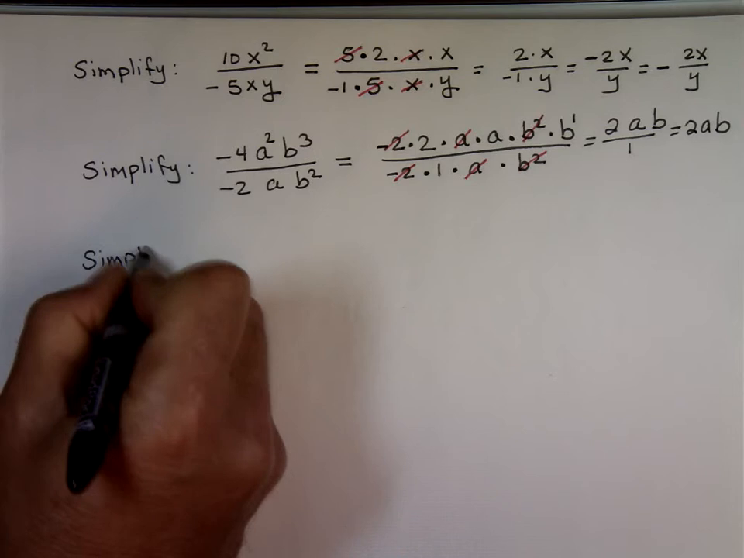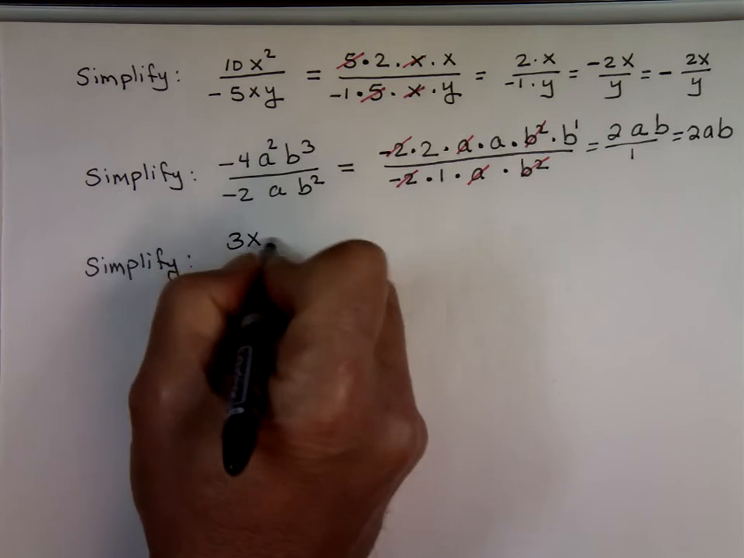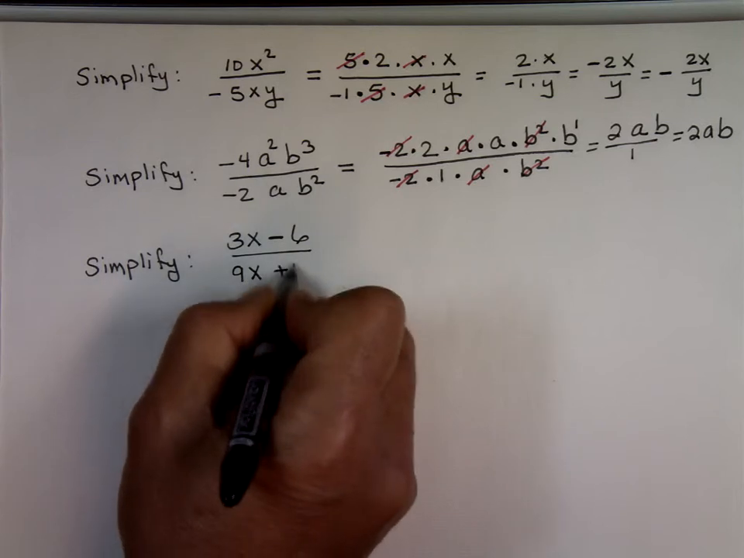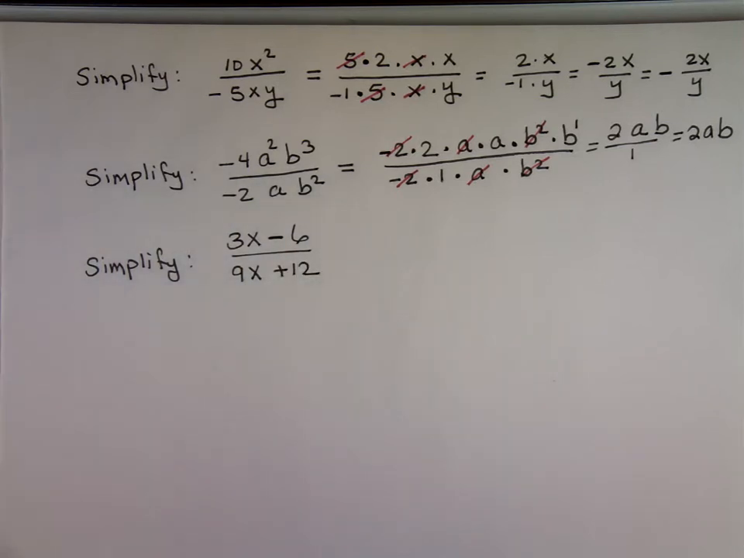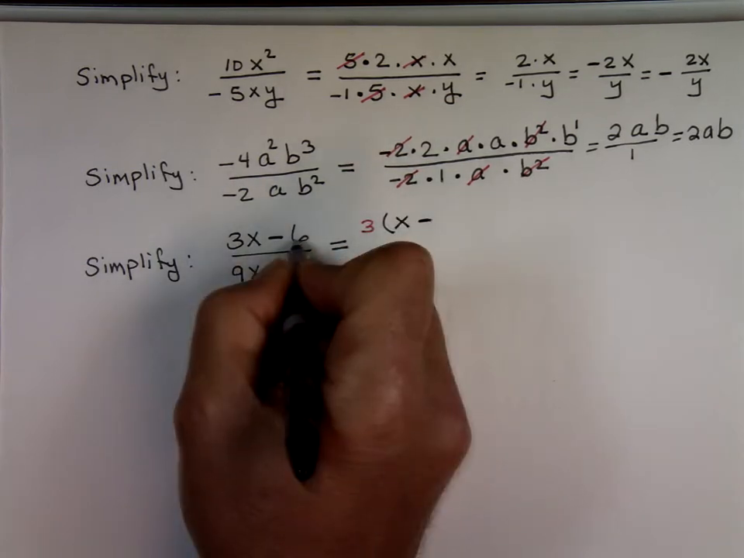Let's make the problem a bit bigger now. 3x minus 6 over 9x plus 12. Factor. Well, let's look at the top. The greatest common factor for the top is a 3. If I take a 3 out, what is left? There's x minus, what is 6 divided by 3? That's a 2.